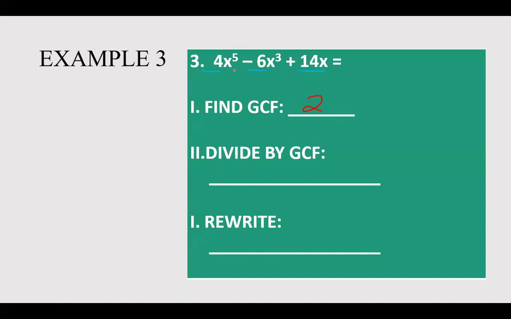Okay. Now we're going to look at our variable. Our variable is x to the fifth, x to the third, and x to the 1. What is the smallest x value that we have? X to the 1. Agree?